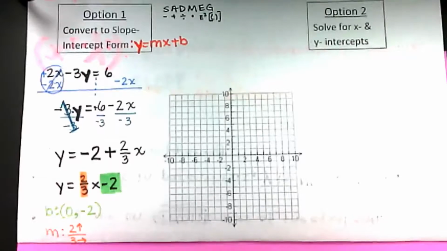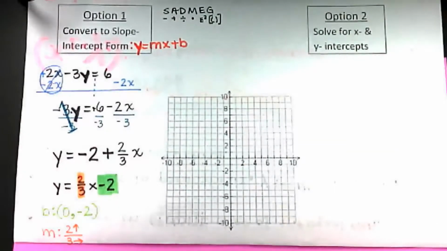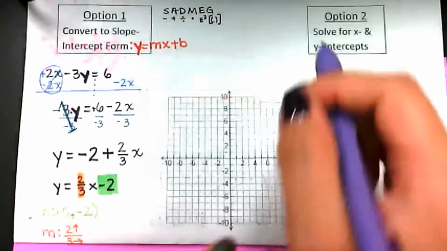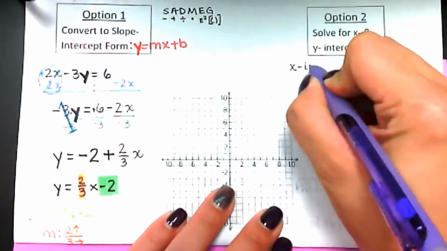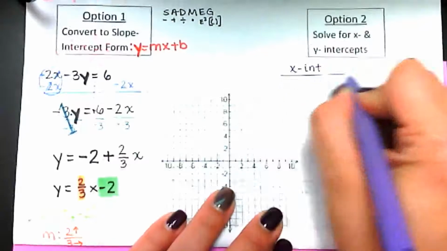But since we've already done an example of graphing slope-intercept form, I'm not going to do that yet. I want to show you how to graph using the x and y intercepts. So I know, I'm sorry that this is a little lengthy. We're almost done. We're in the home stretch. So let's go ahead and start with my x-intercept.